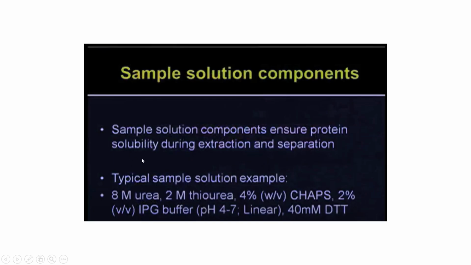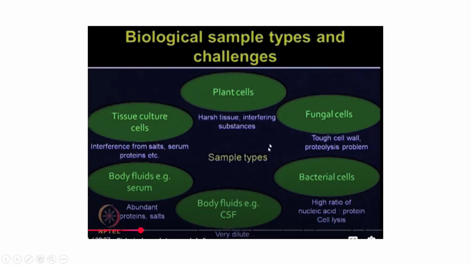So you need to ensure protein solubility during extraction and separation. A typical sample solution example is this one, having DTT, some detergent as well as urea, so that complete solubilization of the protein will take place.